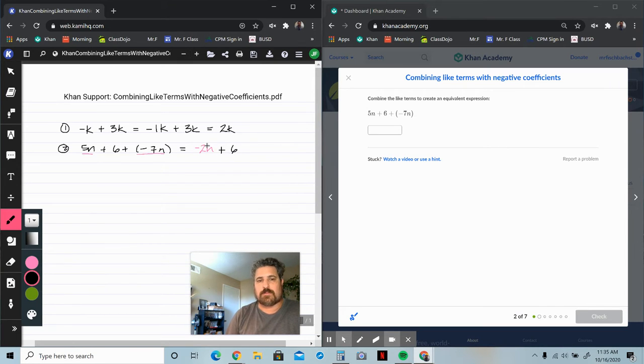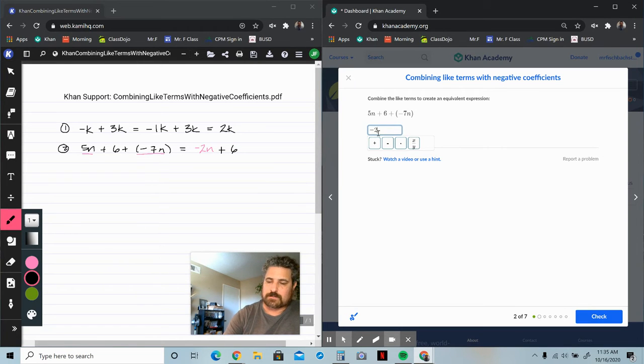You can't combine n's and 6's, right? This is an n term, a variable term with n in it, and this is a term that is just constant, no variable. These are not like terms, so you're done. That's as far as you can go. So the answer should be negative 2n plus 6. Negative 2n plus 6.